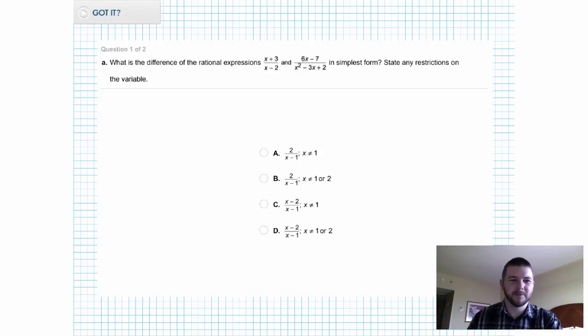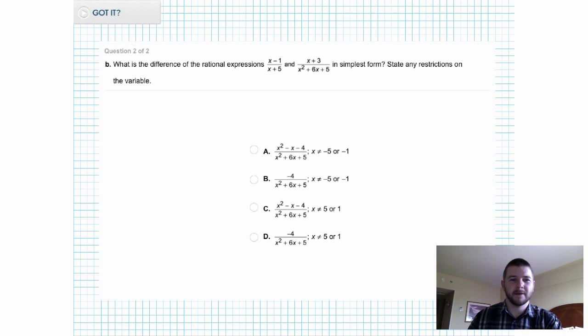Question number 1 of 2. What is the difference of the rational expressions? I'll let you read those in simplest form. State any restrictions on the variable. And question 2 of 2. What is the difference of the rational expressions shown here in simplest form? State any restrictions on the variable. I just have to say it. Work carefully and make your selection from the choices below.